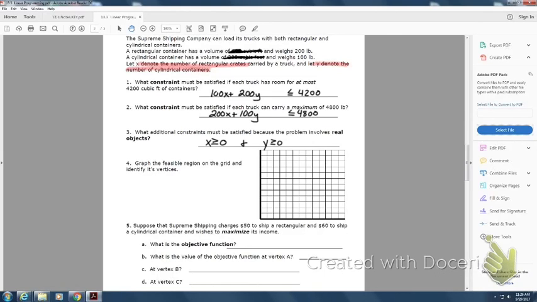So let's go through here and graph our constraints. First I'm going to do my x-intercept, which means I'm going to completely disregard that 200y. So if it's 100x equals 4,200, what is my x-intercept? 42. For my y-intercept, I'm going to completely disregard the 100x. And so then what is 4,200 divided by 200? 21.